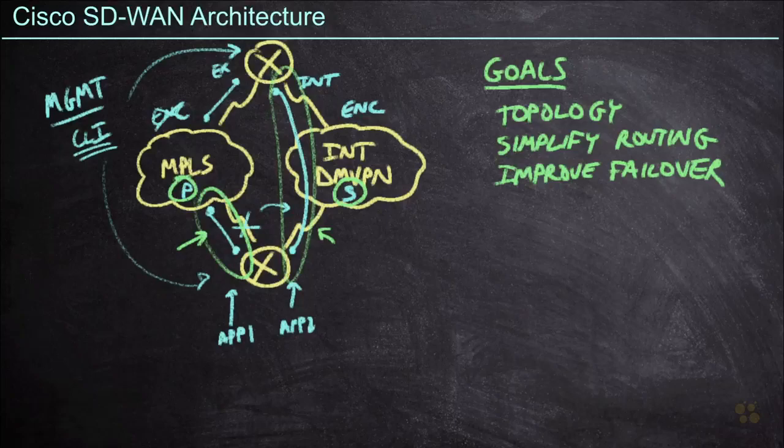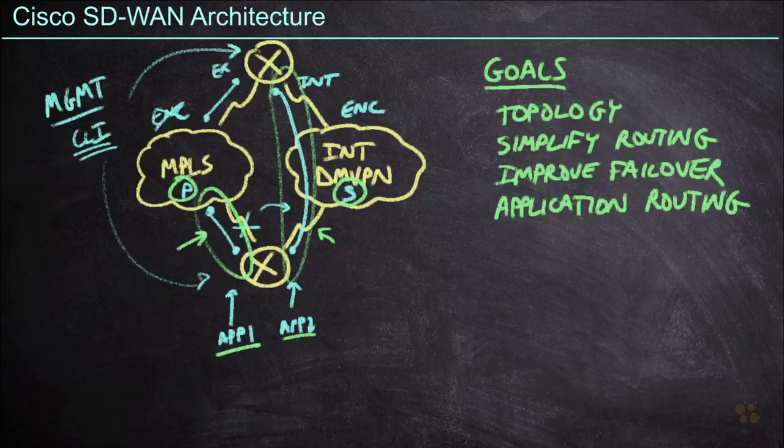But if we can simplify routing and improve failover, then we should be able to do what we call application routing, which is the example we gave down here, where application 1 gets routed out the left link, application 2 goes out the right, and again, because we've improved our failover processes and simplified our routing environment, well, now we can load balance across those links and fail over in the event of an emergency.